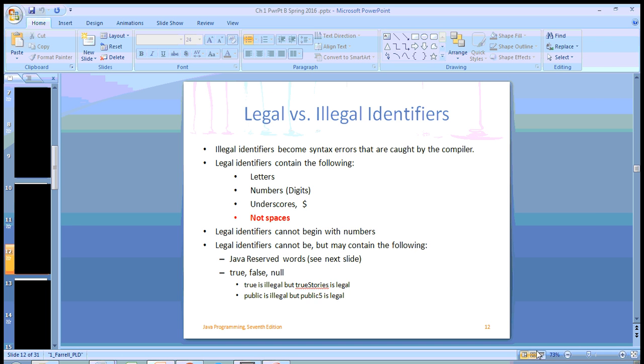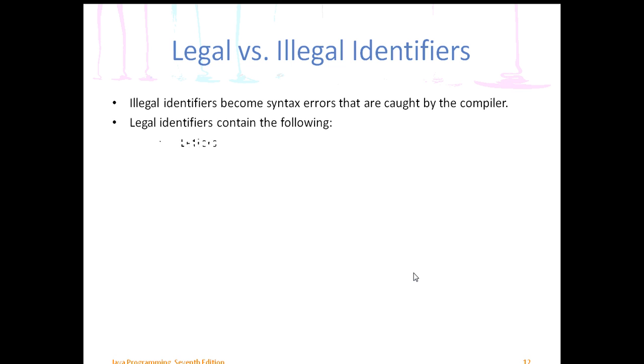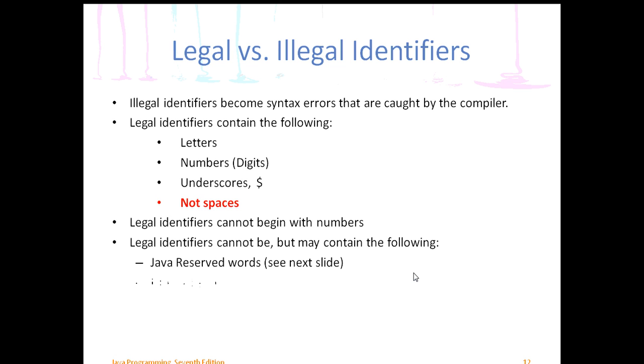So if we continue here, okay, other words that you can't use for names. It would be true or false or null. And you'll see later on in other chapters why we cannot use those as identifiers or names of objects. So here's an example. True is an illegal identifier, but if you said trueStories, it's legal. So as we said up here, identifiers cannot be these things, but they can contain these words.